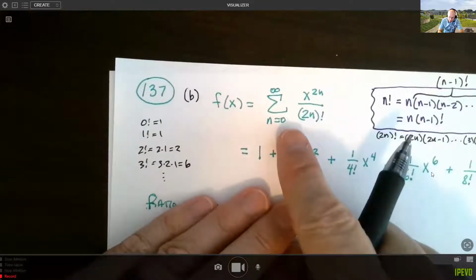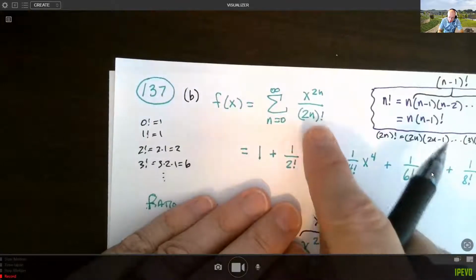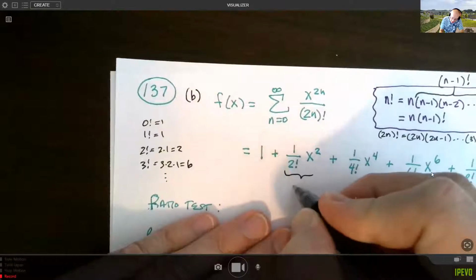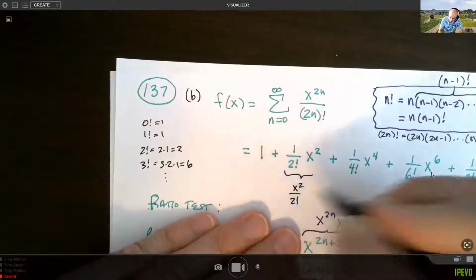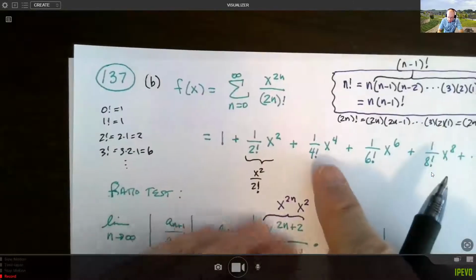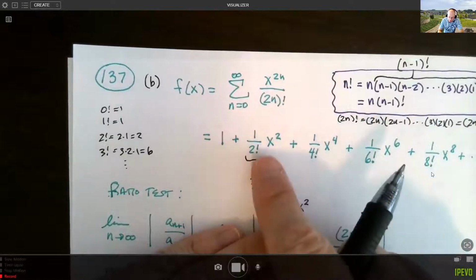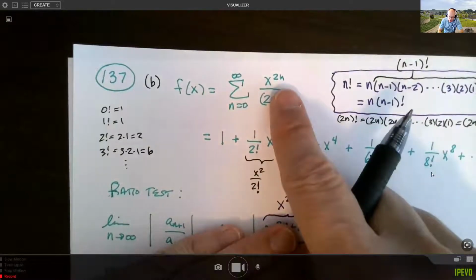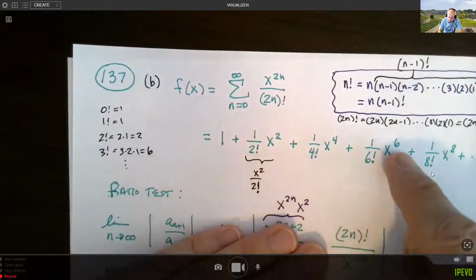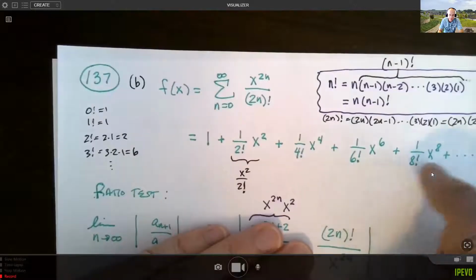When n is 1, I'll get x squared over 2 factorial. I wrote it this way, but you could just write it as x squared over 2 factorial, a little more compactly. Then when n is 2, I get x to the 2 times 2, x to the 4th over 4 factorial. When n is 3, I get x to the 6 over 6 factorial, and you see the pattern, x to the 8th over 8 factorial, and so on.